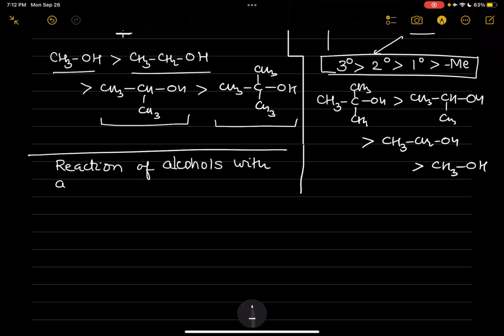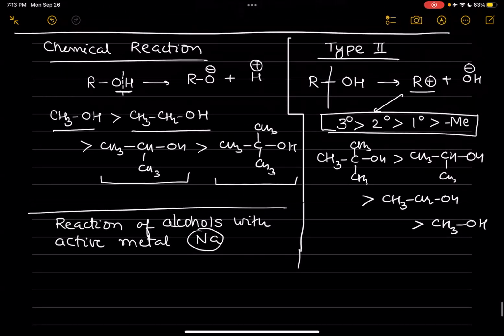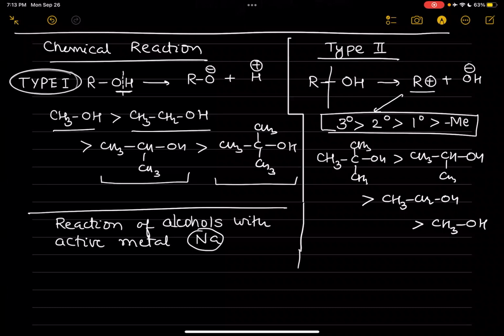Reaction of alcohols with active metal. Active means what? Like, reactive. Yeah, highly reactive. So what will happen if you put sodium, which type of reaction is it? It will be an exothermic type reaction. Yeah, it's exothermic, right? Very correct. So is it the type 1 reaction or type 2 reaction? Tell me.